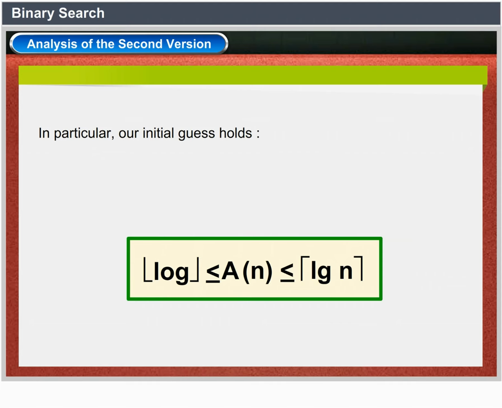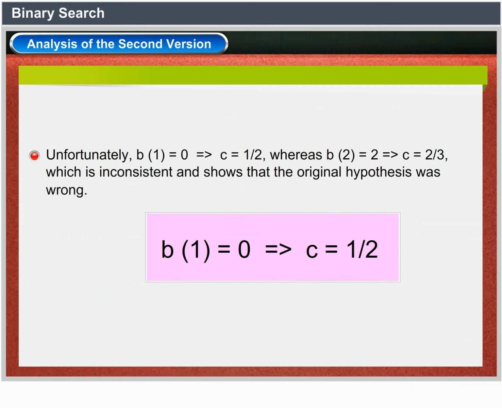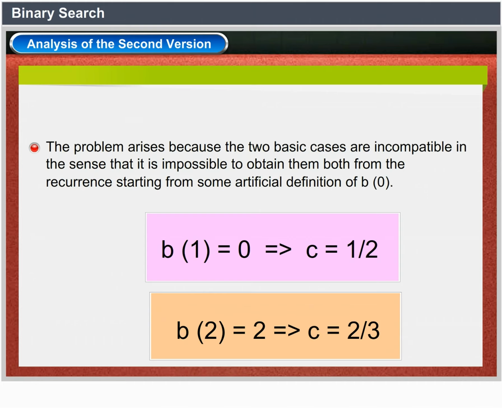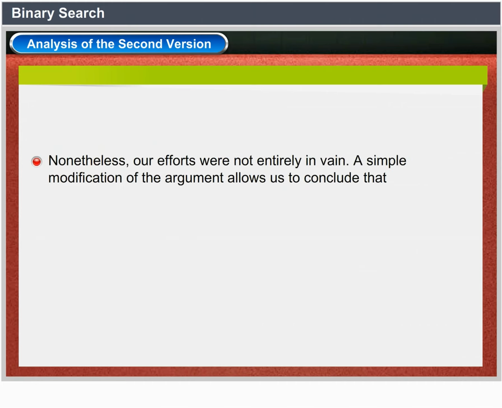Unfortunately, B(1) = 0 implies C = 1/2, whereas B(2) = 2 implies C = 2/3, which is inconsistent and shows that the original hypothesis was wrong. The problem arises because the two basic cases are incompatible, in the sense that it is impossible to obtain them both from the recurrence starting from some artificial definition of B(0). Nonetheless, our efforts were not entirely in vain. A simple modification of the argument allows us to conclude as follows.